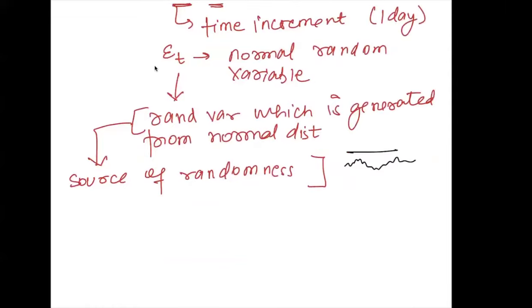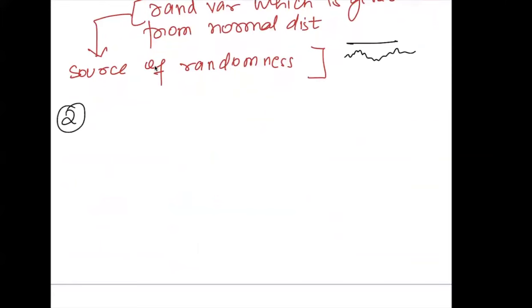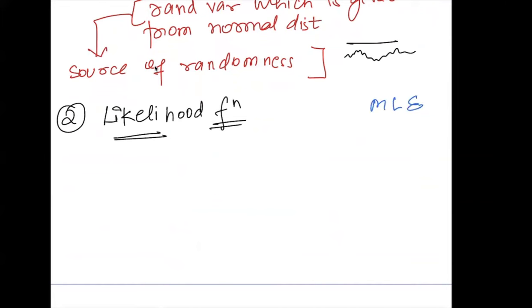So once you discretize it, the first step is to discretize your Vasicek model. The second step is to get the likelihood function. If you see the term MLE, this is maximum likelihood estimation, right? So what we'll do is calculate the likelihood function. After discretizing, the next goal is to find the likelihood function.